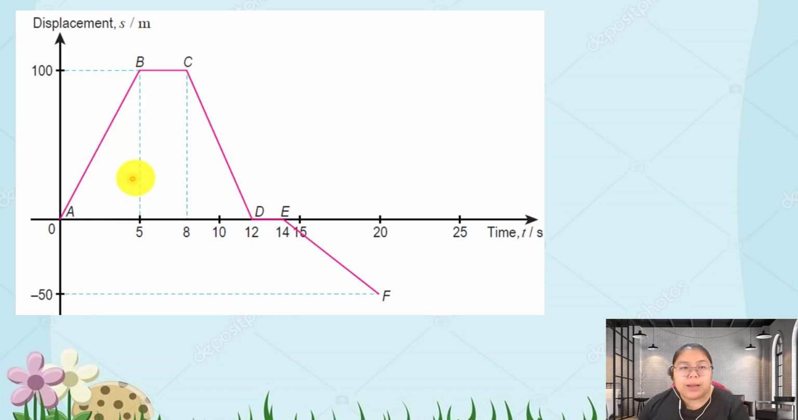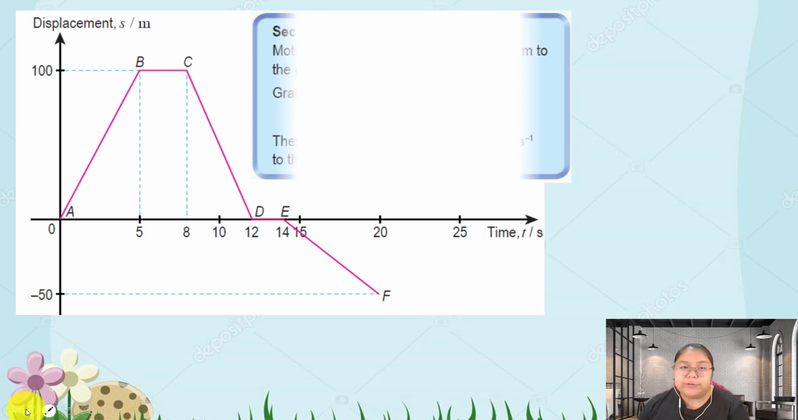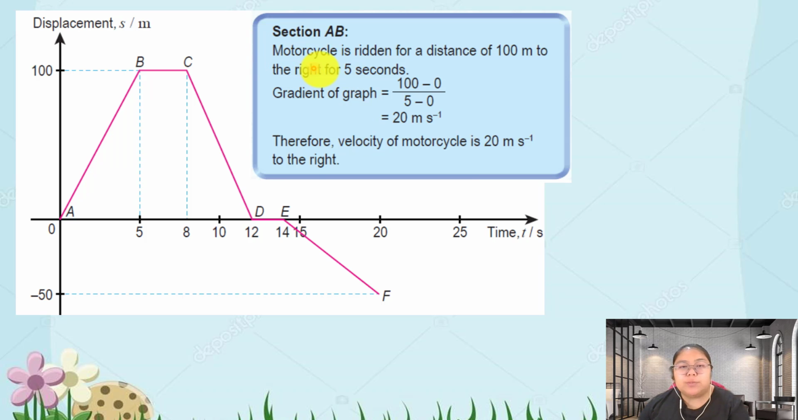Okay, now we need to explain the motion of the motorcycle part by part. Let's see the first one. The motorcycle is ridden a distance of 100 meters to the right for 5 seconds. We need to find the velocity from the gradient. So 100 minus 0 over 5. So A to B, the velocity is 20 ms^-1. From here we can explain that the velocity of the motorcycle is 20 meters per second to the right hand side. So this is section AB.